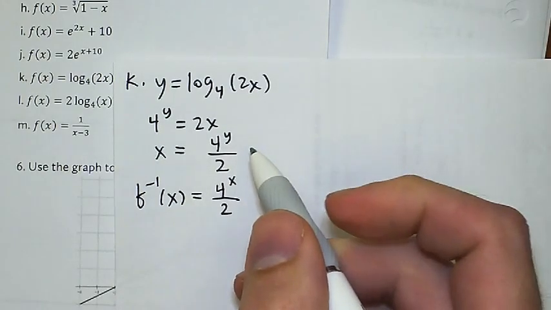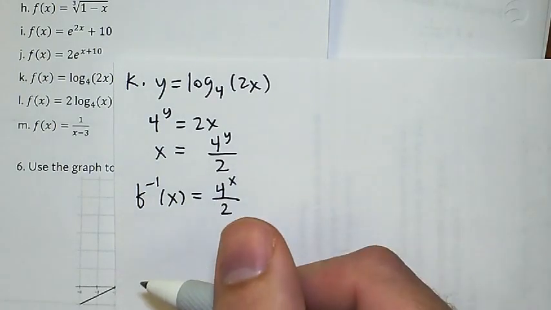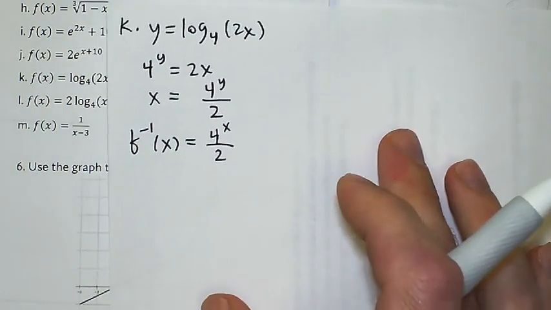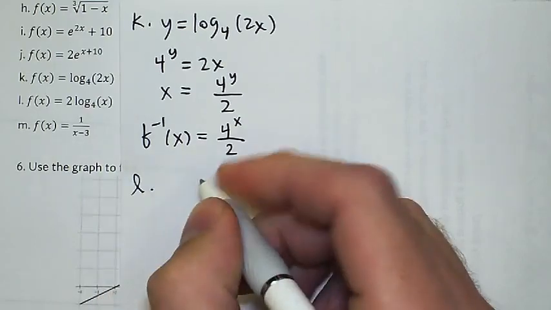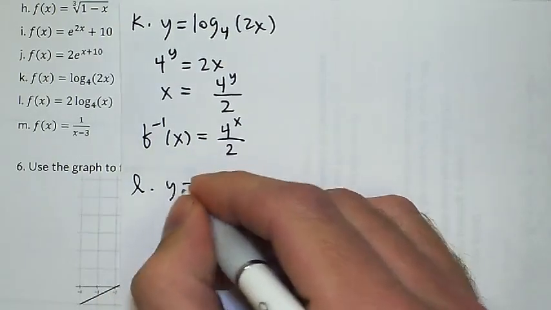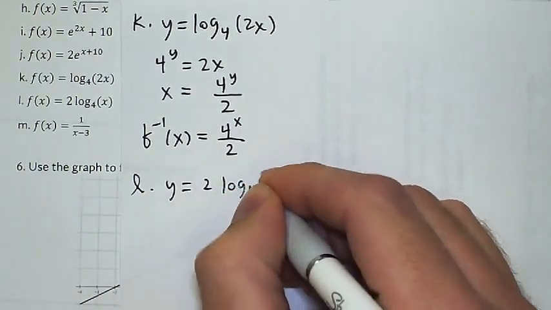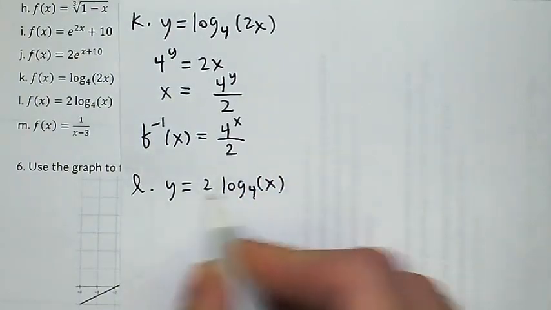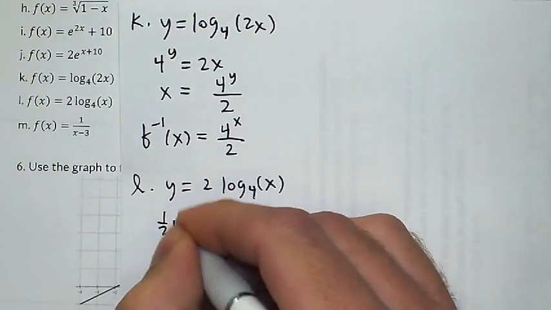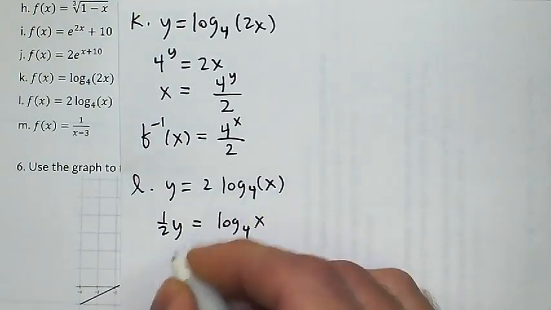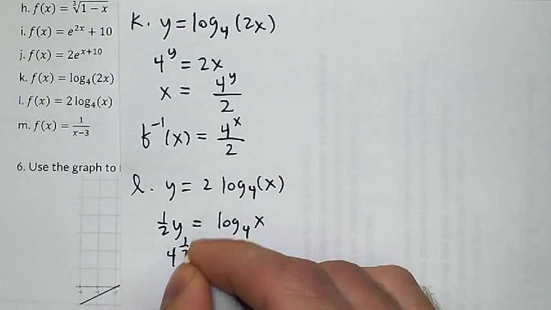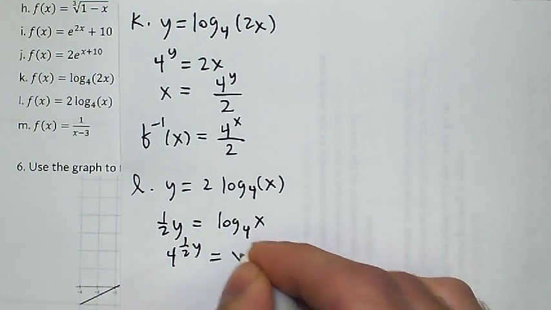Then L is going to be, it's kind of directly for comparison, so I'll put that one right underneath. L is y equals 2 times the log base 4 of x. So I need to isolate the log. Then take 4 to both sides' power. 4 to the 1/2 of y equals x.